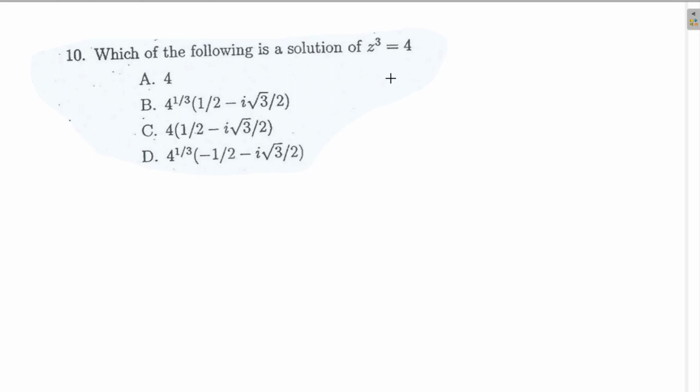So question 10 says, which of the following is a solution of z cube equals 4? Meaning one of these options is z. This is our complex number, z is our complex number. So we are to find z.